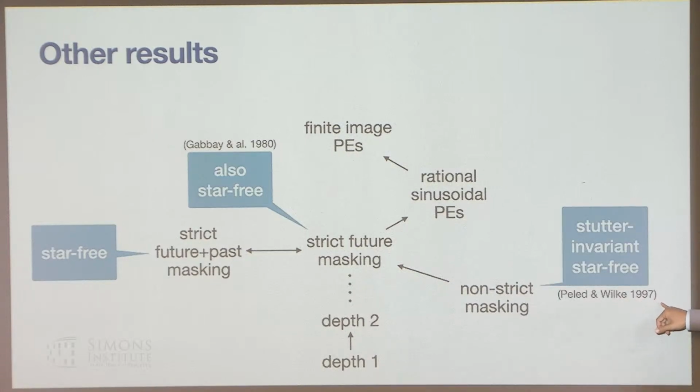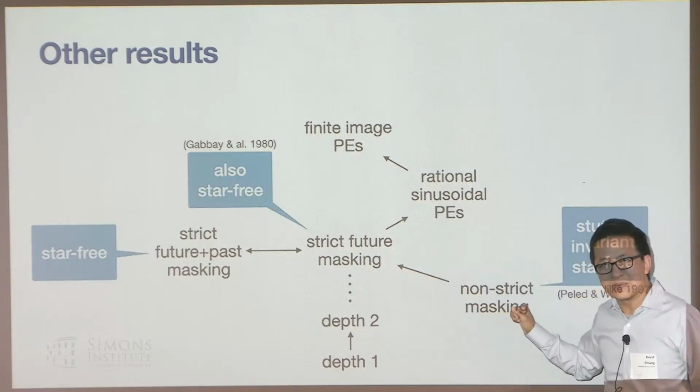So in 1997, Pellet and Wilkie studied LTL with strict since as opposed to non-strict since. So if you remember, that's the difference between whether we consider the present time when we're doing the since operator. So this is something that's been studied quite some time ago. If you do non-strict since, then you get a subset of the star-free languages called the stutter invariant star-free languages. So it follows that transformers that use non-strict masking also recognize exactly the stutter invariant star-free languages. Somewhat weirdly, it means that non-strict masking is less powerful than strict masking. But non-strict masking is what we actually use in practice.